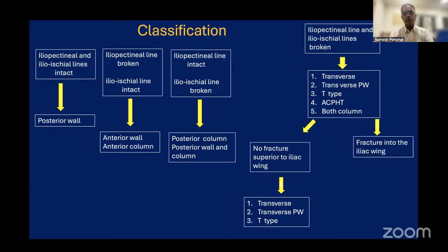Further, to distinguish the transverse fracture and transverse posterior wall, in the obturator view you can see that the obturator ring is intact. So intactness of the obturator ring will give you a transverse fracture. When the obturator ring is intact with a posterior wall element in the obturator view, we can diagnose a transverse posterior wall fracture. When the obturator ring is broken in the obturator view and both lines are broken, it is called a T-type fracture. This is how you differentiate a transverse posterior wall and a T-type fracture.